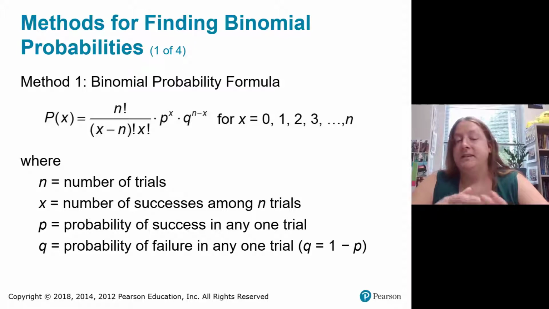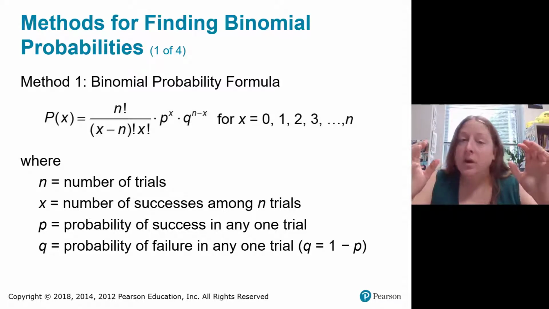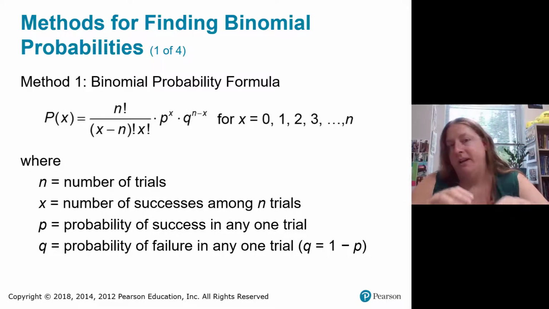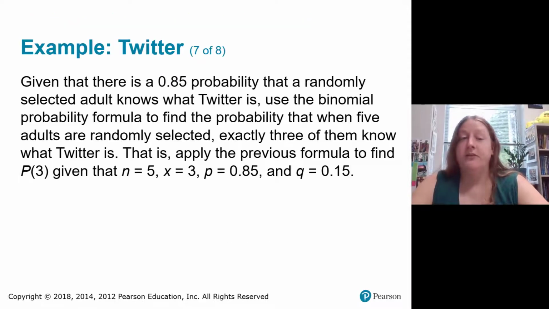Now remember, x is the number of successes among n trials, p is the probability of success, q is the probability of failure, and n is our number of trials. So let's use this formula, go through an example, and then at the end of this video, we'll take a look at this formula and break it down a little bit more. All right, so first things first, an example. Going back to our Twitter example, we already identified that n equals 5, x equals 3, p equals 0.85, and q equals 0.15.